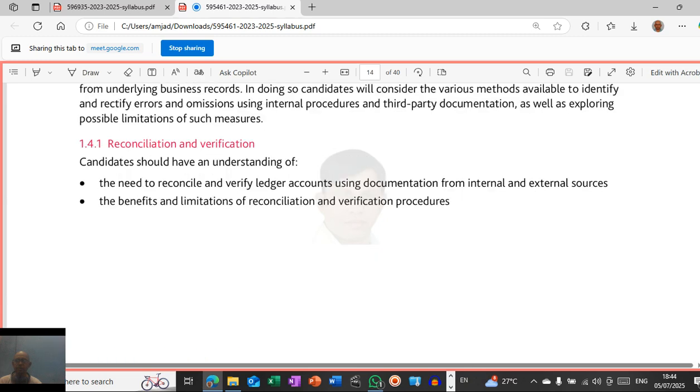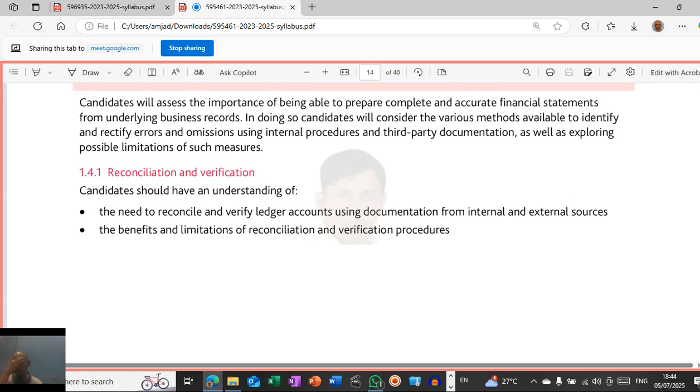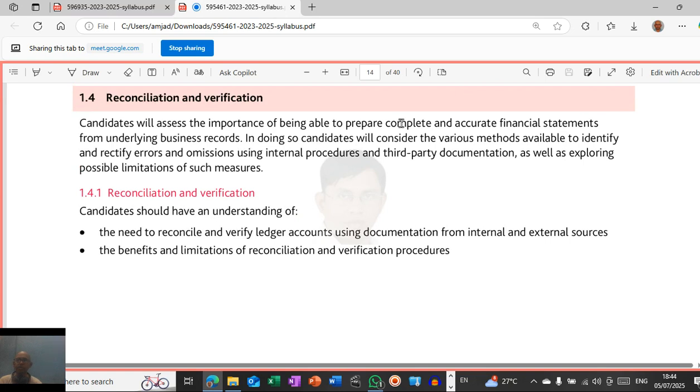So, reconciliation and verification. Candidates will assess the importance of being able to prepare complete and accurate financial statements from underlying records. In doing so, the candidates will consider the various methods available to identify and rectify errors and omissions using internal procedures and third-party documentation, as well as exploring possible limitations of such measures. Candidates should have an understanding of the need to reconcile and verify ledger accounts using documentation from internal and external sources, and the benefits and limitations of reconciliation and verification procedures.